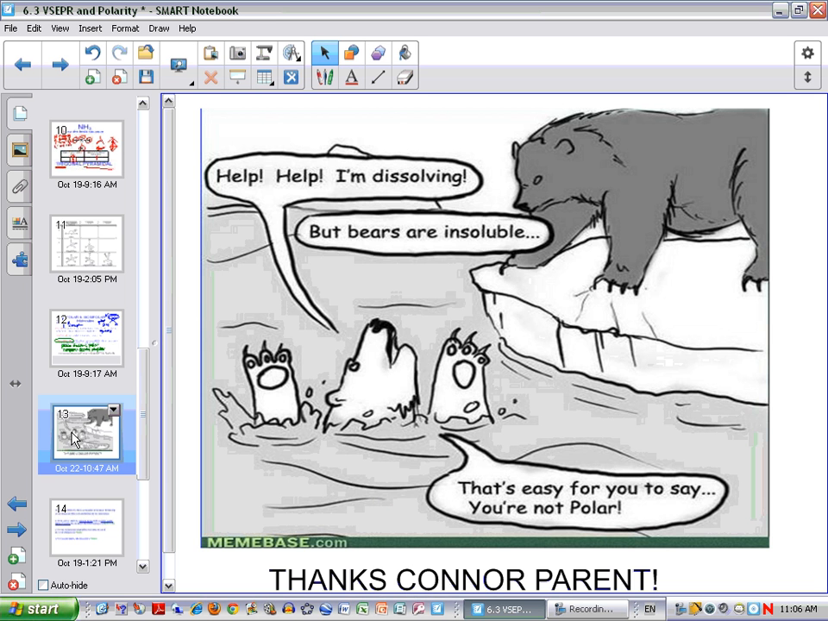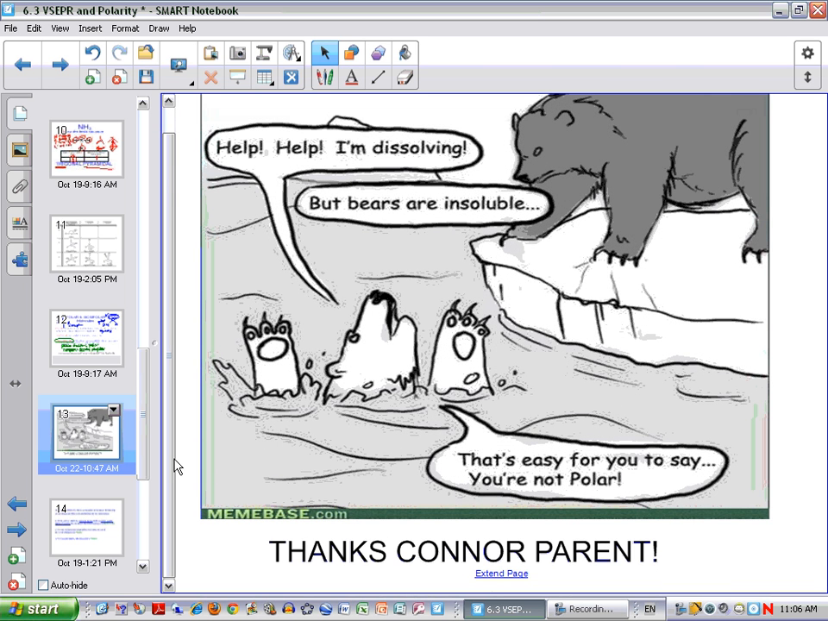Here's a little comic. It says, "Help, help, I'm dissolving." And the bear on the iceberg says, "The bears aren't soluble." And he said, "That's easy for you to say, you're not polar." With a polar bear dissolving in polar water. Thanks, Connor Parent, for sending that to me.